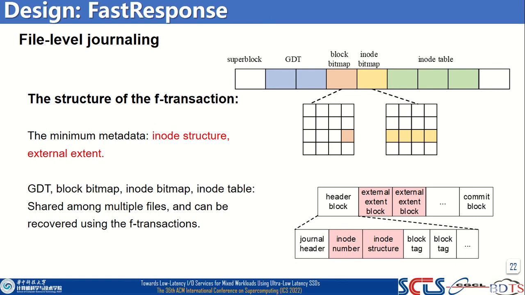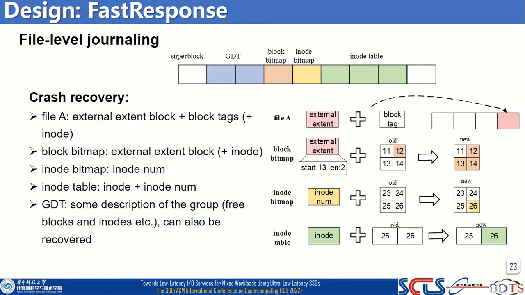It is composed of a header block, several metadata blocks, and a commit block. The header block includes some information of the current transaction, inode information, and block tags, which store the mapping between each external extent block and its actual block number in the file system. The commit block is used to validate the completion of an F transaction. Normal transaction can recover almost all file updates except file A.